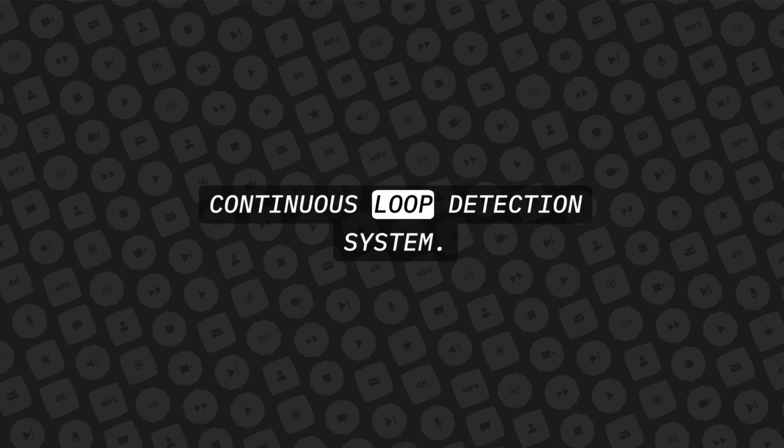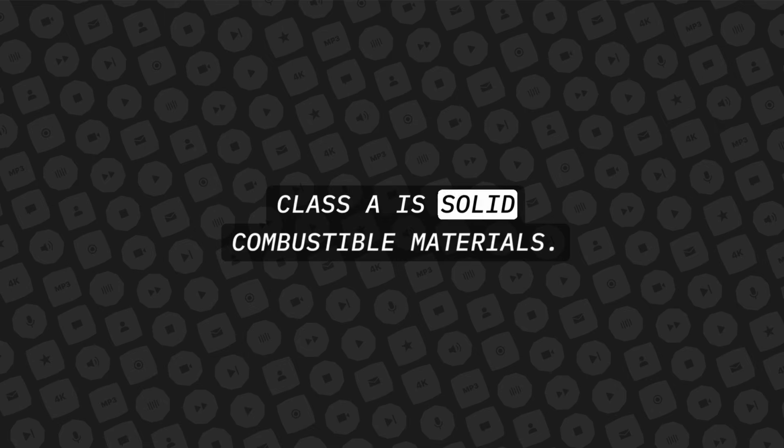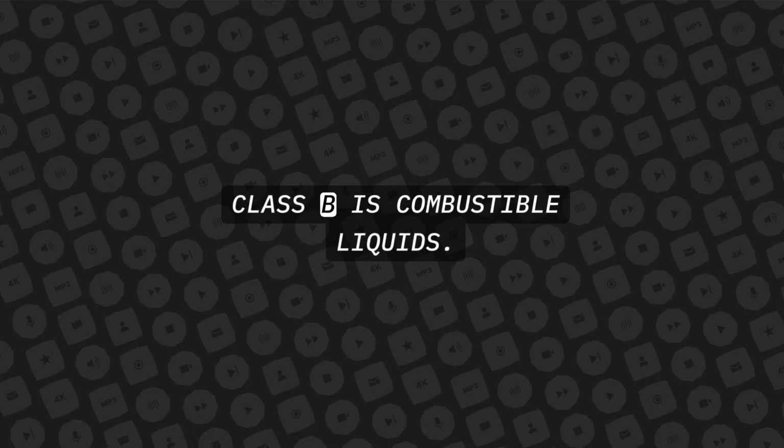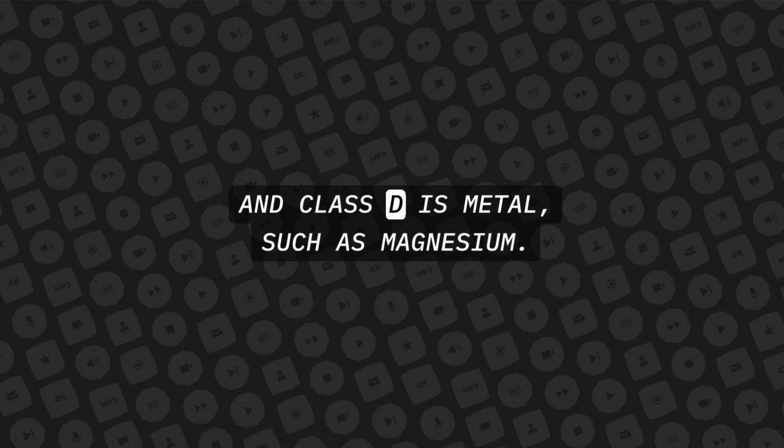A continuous loop detection system. Name the different classes of fires. Class A is solid combustible materials. Class B is combustible liquids. Class C is electrical. And Class D is metal, such as magnesium.